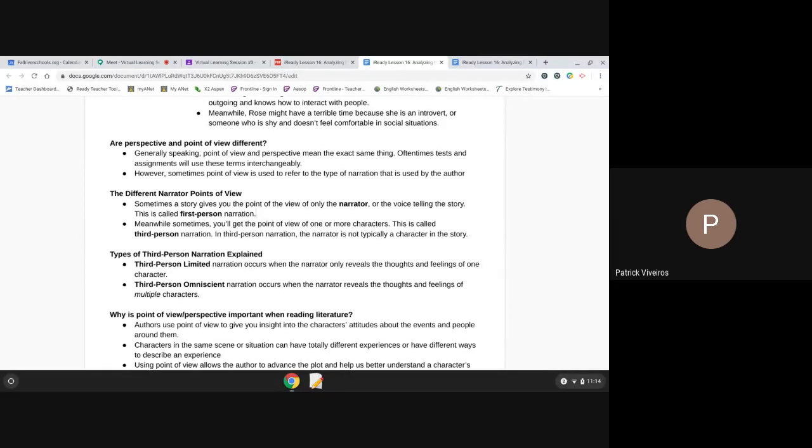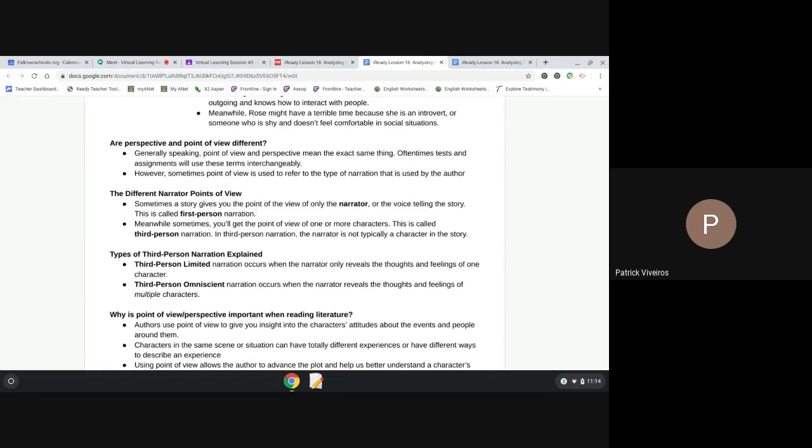So let's continue on with our notes. We're going to talk about perspective and point of view. A common question that I think all teachers receive is: are perspective and point of view different? Well, generally speaking, point of view and perspective mean the exact same thing. Oftentimes, tests and assignments will use the terms interchangeably, meaning that sometimes it might use point of view, other times it might use perspective. However, sometimes point of view is used to refer to the type of narration that is used by an author, and that's what the next couple of sections of our notes are going to go over, the different types of point of view.